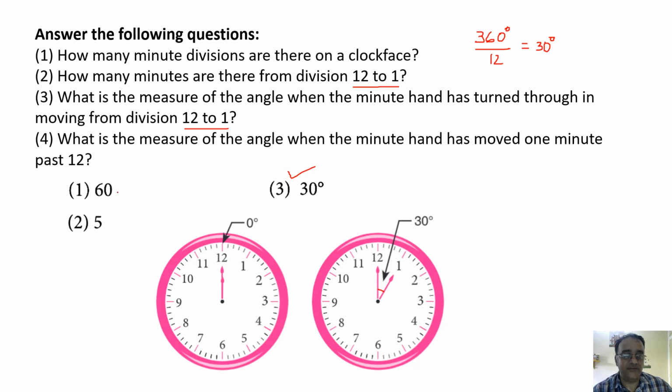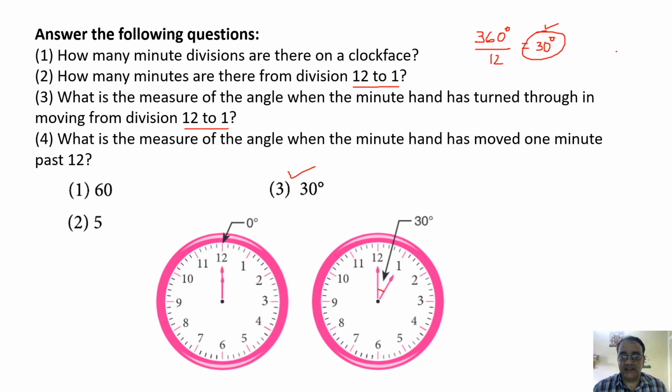Okay, fine. Now, what is the measure of the angle when the minute hand has moved 1 minute past 12? Only 1 minute. See, 5 minutes is 30 degrees. So what will 1 minute be? 30 divided by 5, that is 6 degrees.